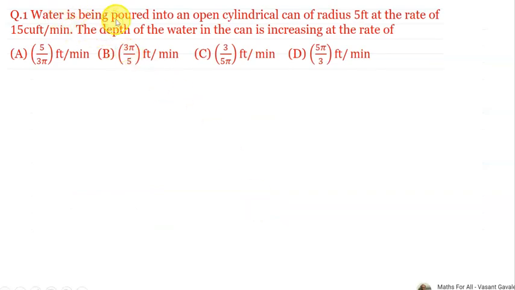Now the first example. Water is being poured into an open cylindrical can of radius 5 feet at the rate of 15 cubic feet per minute. The depth of the water in the can is increasing at the rate of, these are the options.